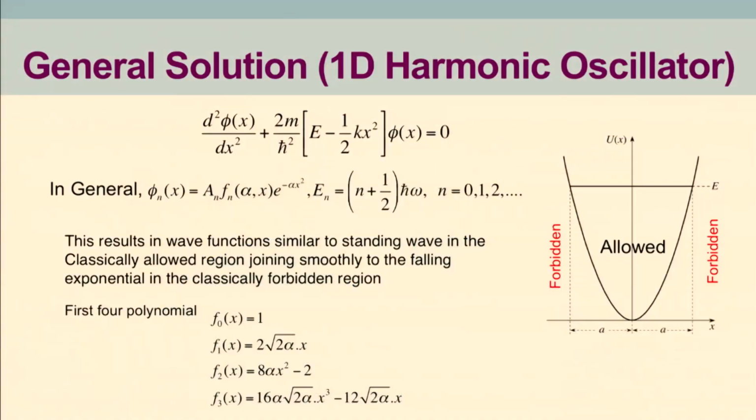As I said, these f n of alpha x are solutions of the Hermite differential equation, and the first 4 polynomials for n equal to 0, 1, 2, 3 are given by these expressions. So one can construct the ground state, first excited state and second excited state wave functions for this harmonic oscillator problem for n equal to 0, 1, 2 and so on.